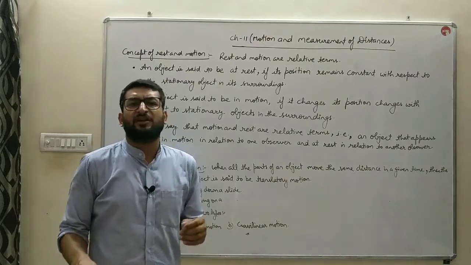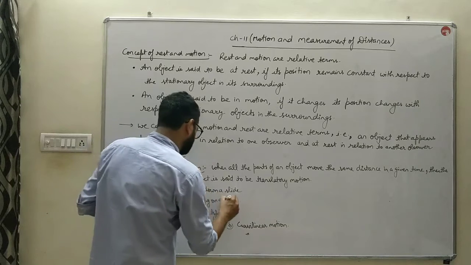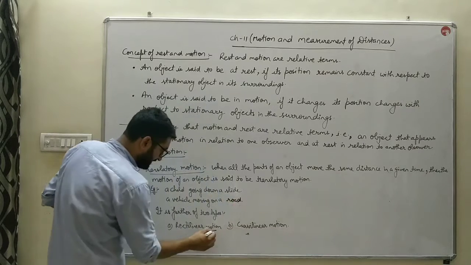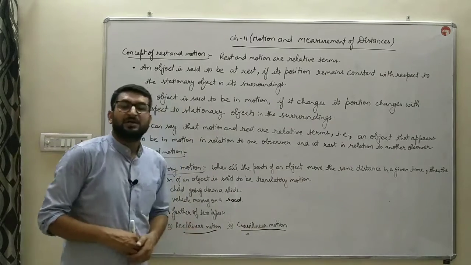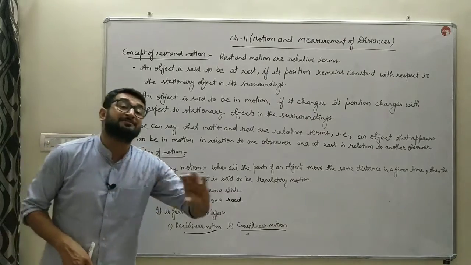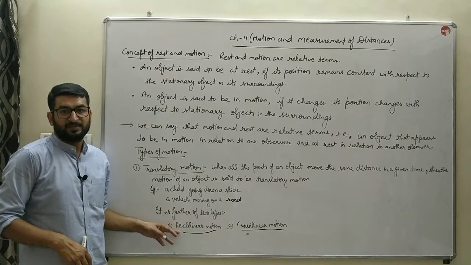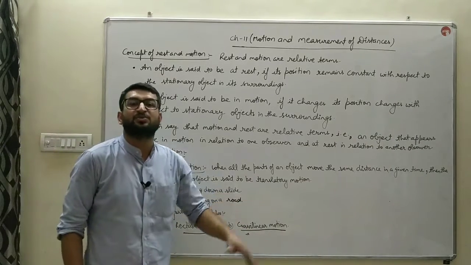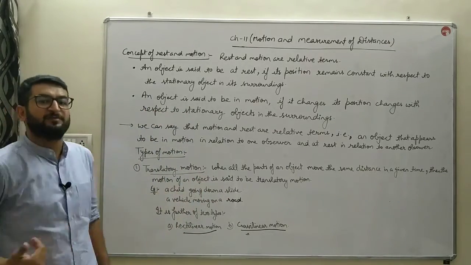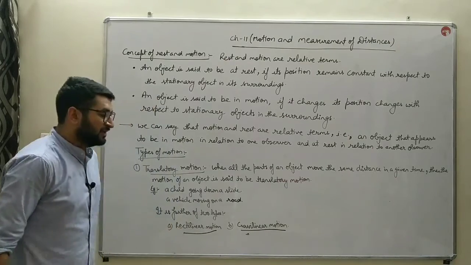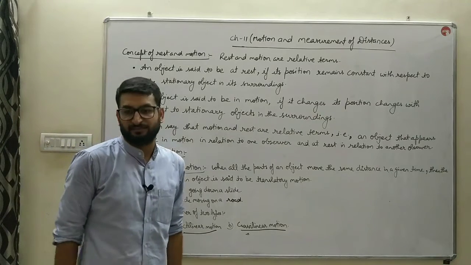Translatory motion is further of two types. The first one is rectilinear motion. Another one is curvilinear motion. What is rectilinear motion? The motion of an object along a straight path or a straight line is known as rectilinear motion. The example is, I am pulling out a drawer that moves in a straight path. I am moving on a straight path, in a straight line, that is known as rectilinear motion.